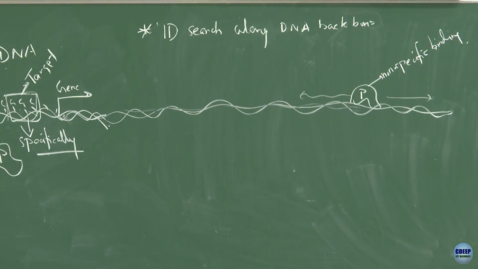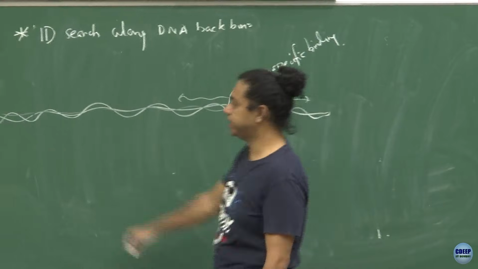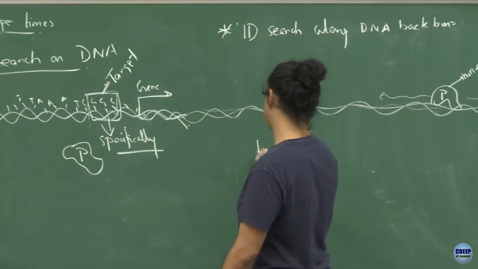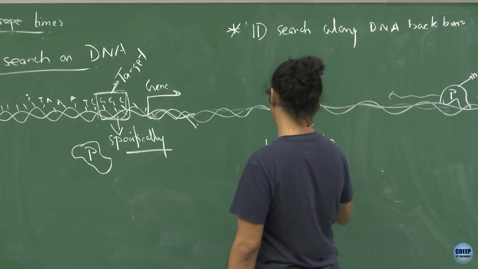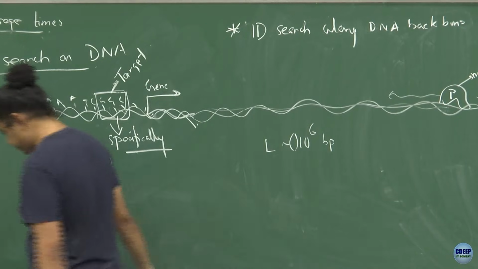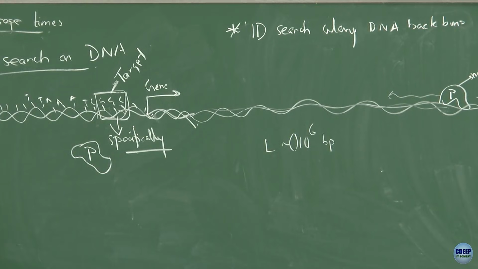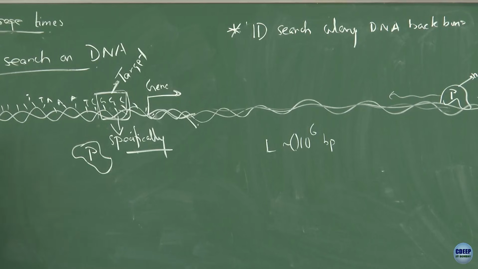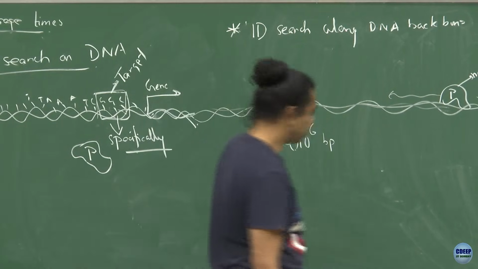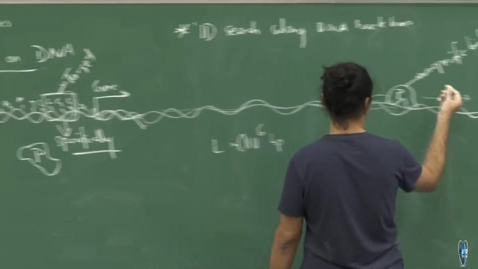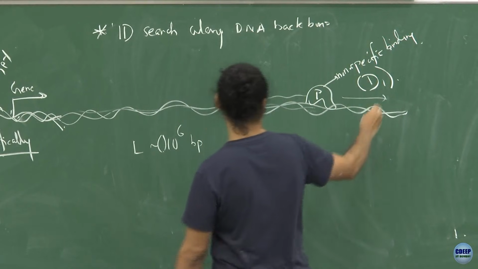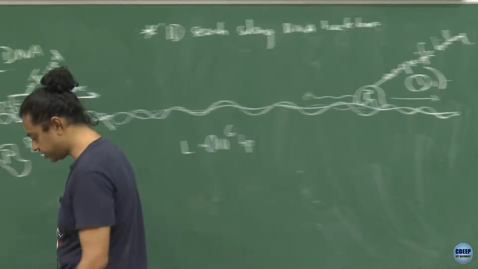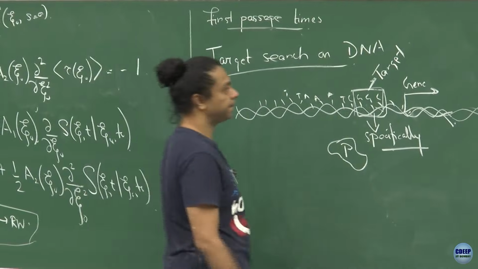Now, the issue is, of course, that if you have a DNA of length L, which is some millions and millions of base pairs, and you want to scan this whole length of DNA through a diffusive search, then what would be the time that it would take? Let us say this protein, in this non-specific state, has some diffusion coefficient D1, which is like a 1D diffusion coefficient along the DNA backbone. How long would it take?